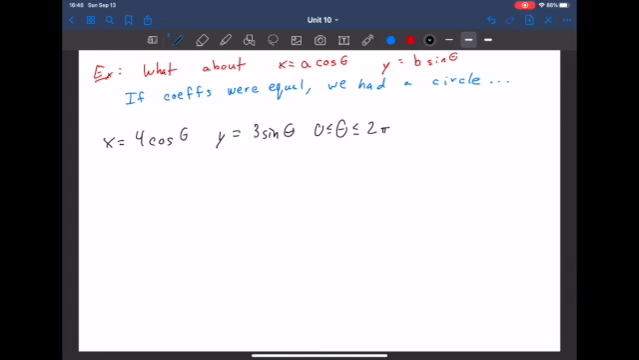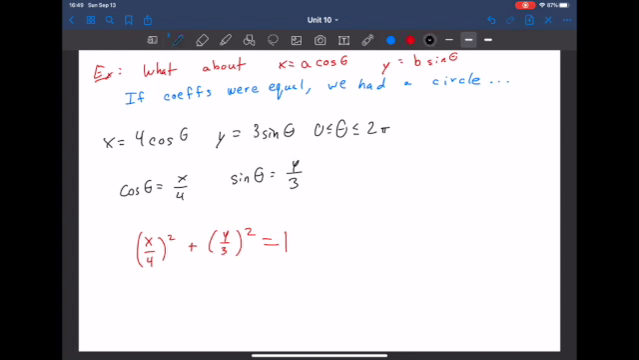So what happens here? Again, it's the same strategy. We'll try to solve for cosine and sine of theta. So we have cosine theta equals x over 4, sine theta equals y over 3. Make sure you understand where I'm getting this next equation from. The Pythagorean identity tells me that cosine squared plus sine squared equals 1. Therefore, just using substitution, I should have this.